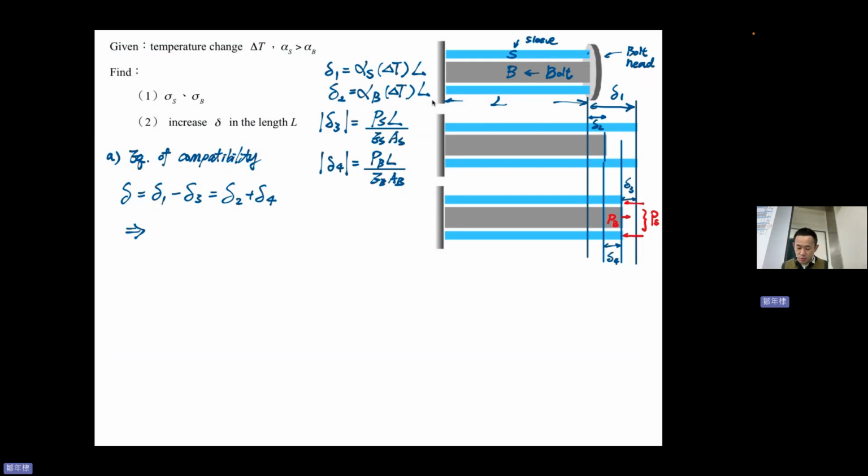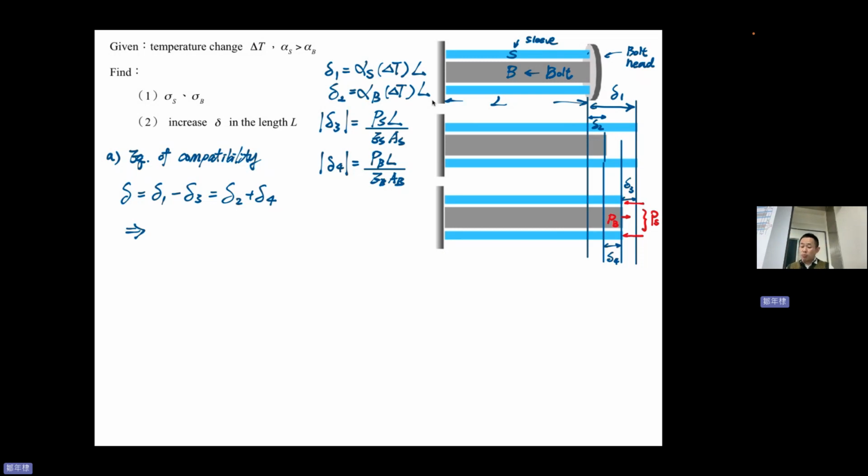the practice. Okay, the problem is that we have a sleeve and bolt, constrained by a bolt head, and then we give the delta T change, temperature change, and alpha S is greater than alpha B, okay? Which means that the sleeve will stretch longer than the bolt itself. So imagine that we don't have that bolt head. We will have delta 1 and delta 2. Of course, delta 1 is greater than delta 2.